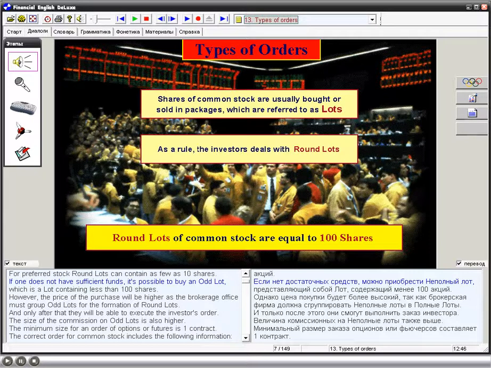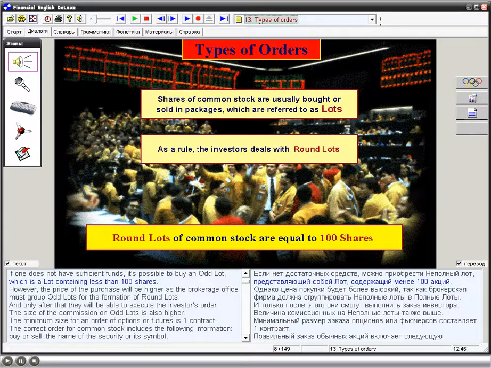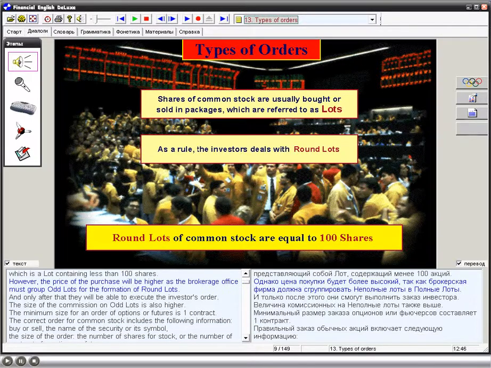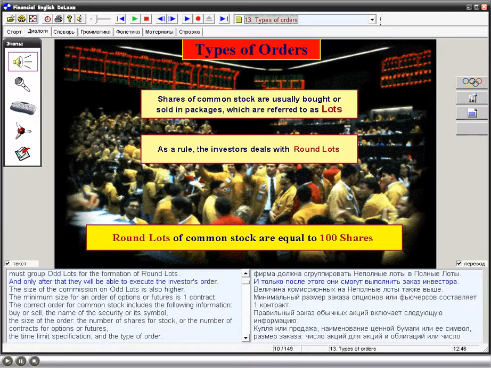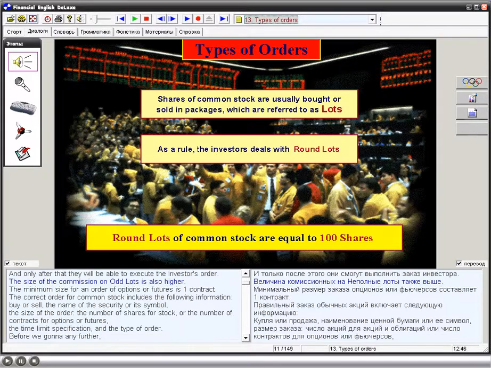If one does not have sufficient funds, it's possible to buy an odd lot, which is a lot containing less than 100 shares. However, the price of the purchase will be higher, as the brokerage office must group odd lots for the formation of round lots, and only after that will they be able to execute the investor's order. The size of the commission on odd lots is also higher.